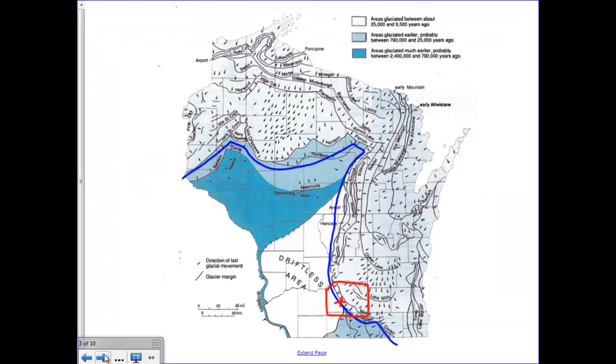Here's a close-up of Wisconsin with Dane County outlined in red and Verona marked with an X. Notice that our city lies right on the edge of the glacial advance. This is actually very significant. It means that just to the south of us, we're going to see very different landscapes and soils. Also notice that the southwest corner of the state was not covered by the most recent glacial advance. Pretty much this entire area outlined here in red.